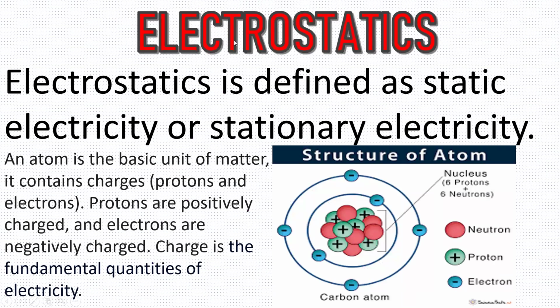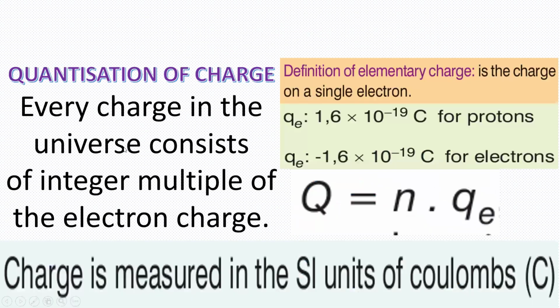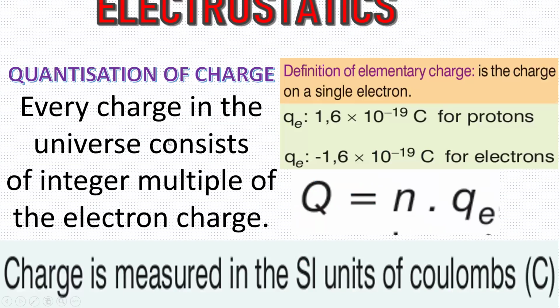Electrostatics. First of all, the definitions we should know, and they all come from the atom. In the atom, we know we have three particles: neutron, proton, and electron. Electrons move, transferring from one object to another, and then making charged objects. Let's continue: quantization of charge.